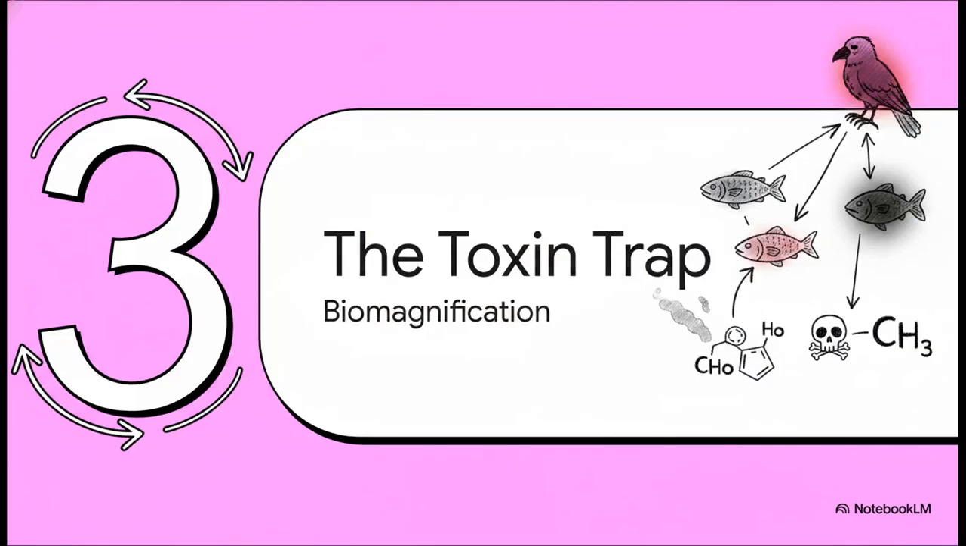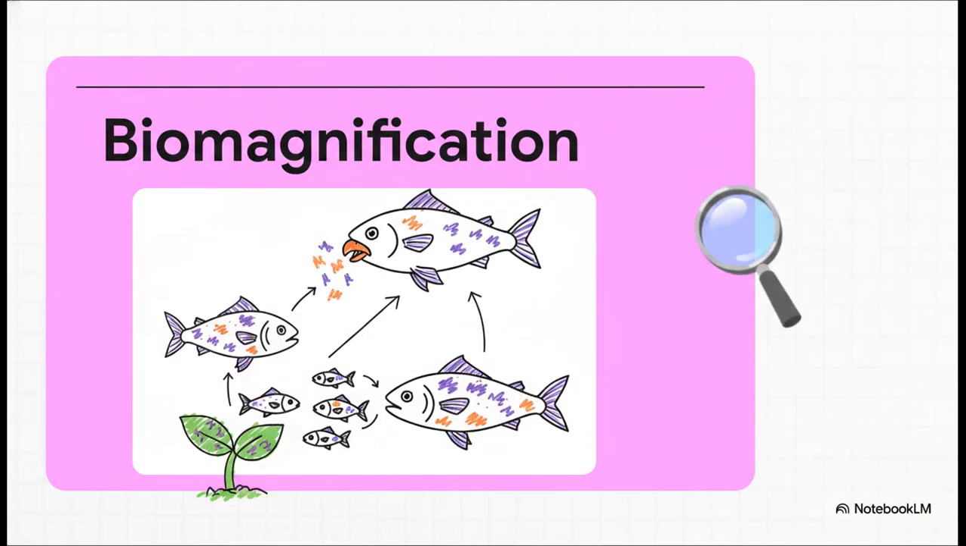Which brings us to Part 3, the toxin trap, biomagnification. Let's look at the dark side of these elemental cycles. Please jot down this definition for biomagnification. It's the increasing concentration of persistent, toxic substances in organisms at each successive trophic level.